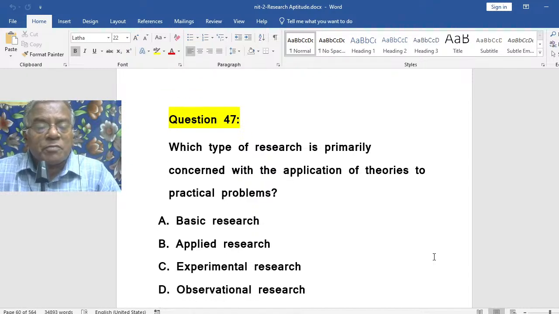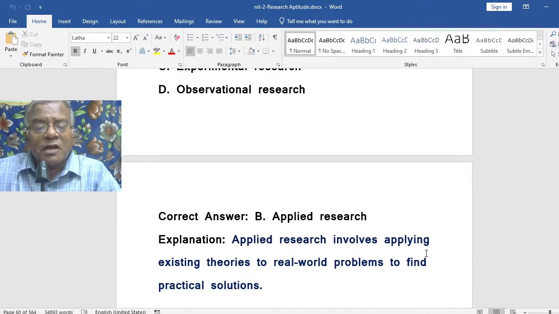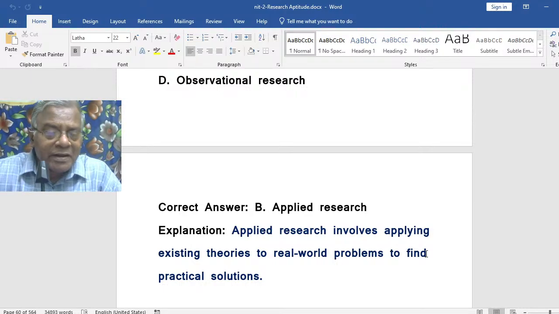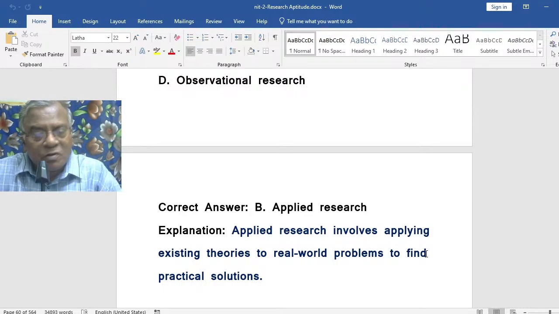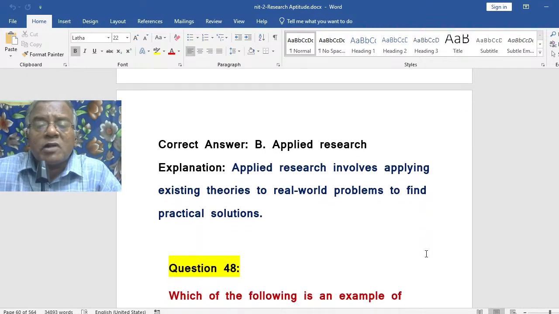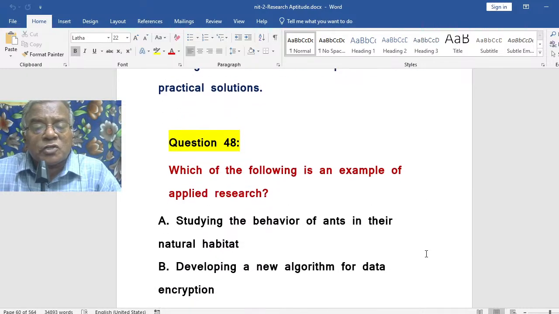Which type of research is primarily concerned with the application of theories to practical problems? Basic research, of course, just see the alternatives. That is, once again, applied research. We are giving it in different words, that's all. Repetition is the mother of success after all. It is worth repeating so that the concepts get once and for all fixed in our mind. So applied research involves applying existing theories to real world problems to find practical solutions.